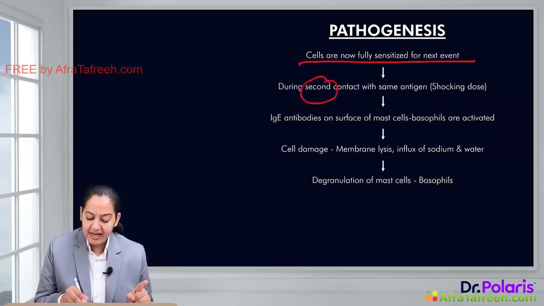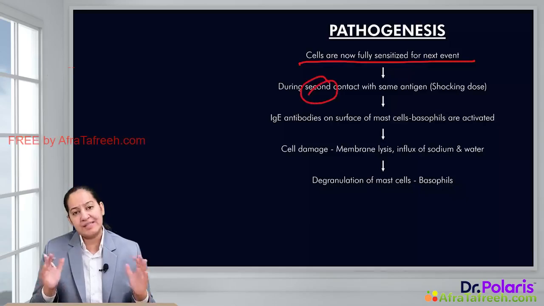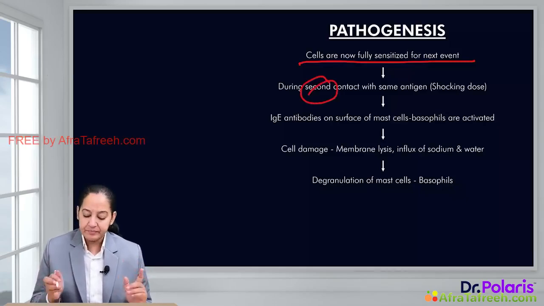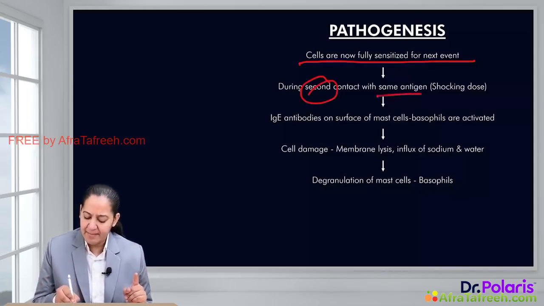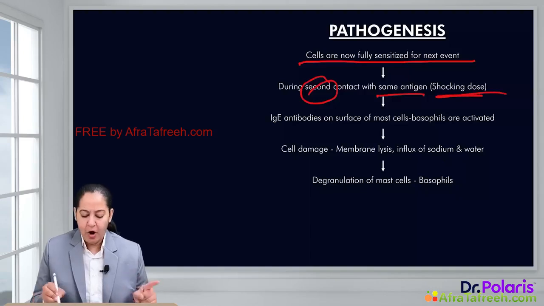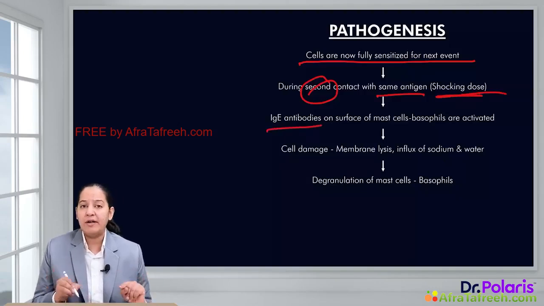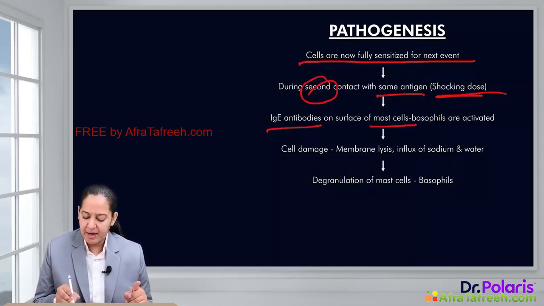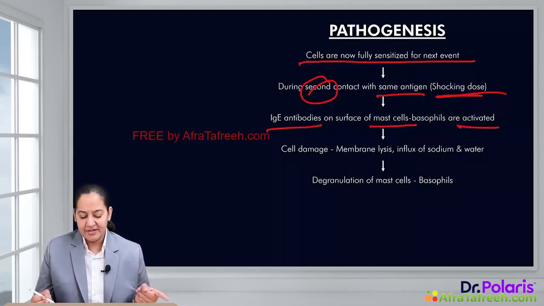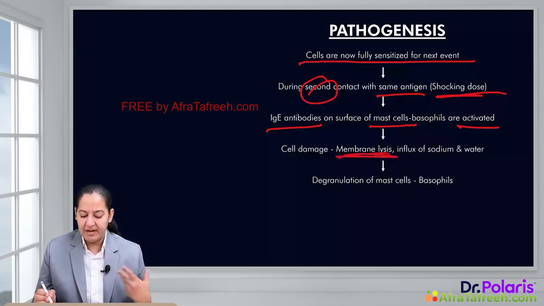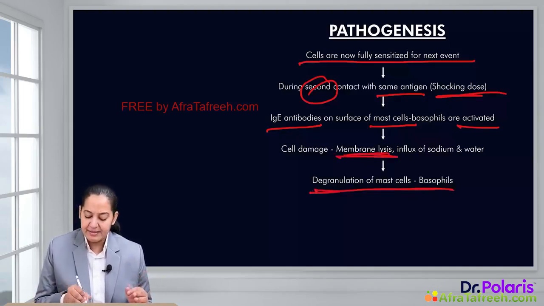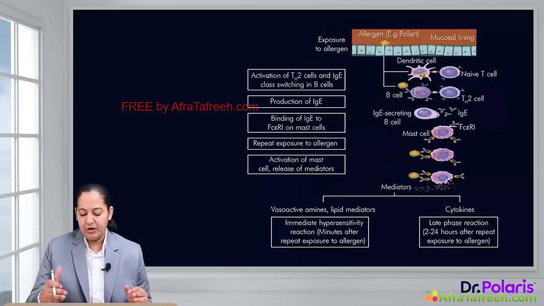Now, during the second contact or subsequent contact of the same antigen in the same host body, in which sensitization is already done, this is known as the shocking dose. Now, the IgE antibodies which are already formed and present on the surface of the mast cell get activated when the antigen binds with the antibody. The antibody will give a signal and the mast cell will burst. The membrane of the mast cell will lyse and the granules inside the mast cell will come out. This is known as degranulation of the mast cell.